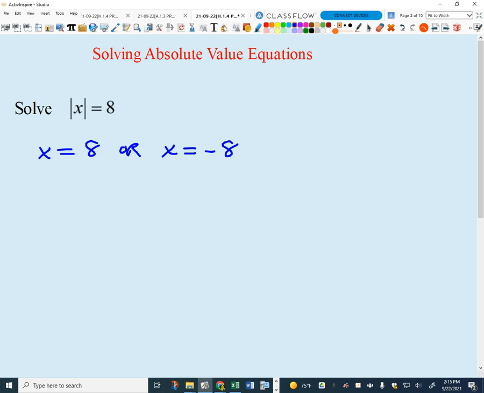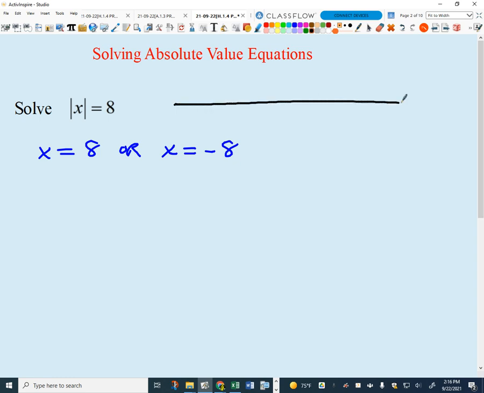How come? Well, because they both satisfy the original equation, right? Plugging in 8 or negative 8 for x is going to give me an output of 8, because that's inside the absolute value bars. And remember, an absolute value function only does one thing. If you input a positive, it doesn't do anything. If you input a negative, it makes it positive. So it multiplies by -1 to make it positive, right? That's its only job.